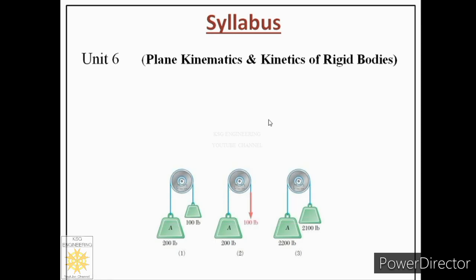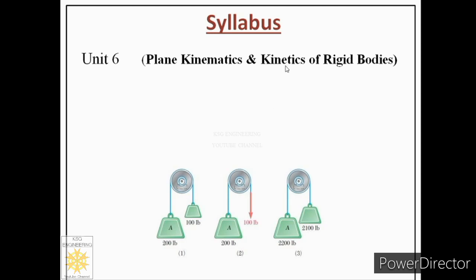Unit 6 is related to plane kinematics and kinetics of rigid bodies. Kinematics is that branch of this course in which we cover problems where we are not concerned about the forces acting on the body. We are just concerned about physical quantities, meaning what distance is covered by a particular body, and what the velocity or acceleration of the body is at a particular time t. We are not concerned about the forces acting on the body. That part of the course is called kinematics.